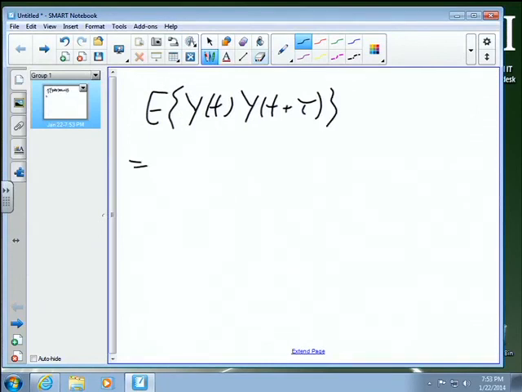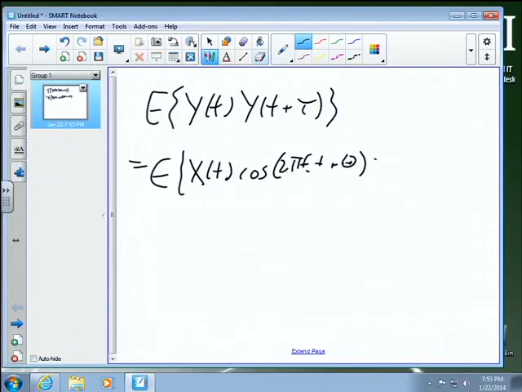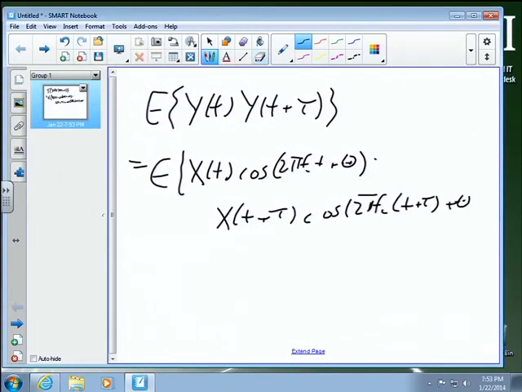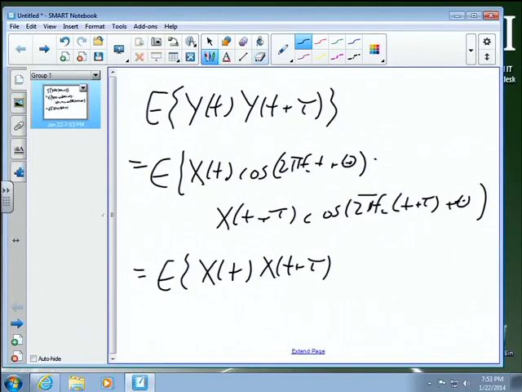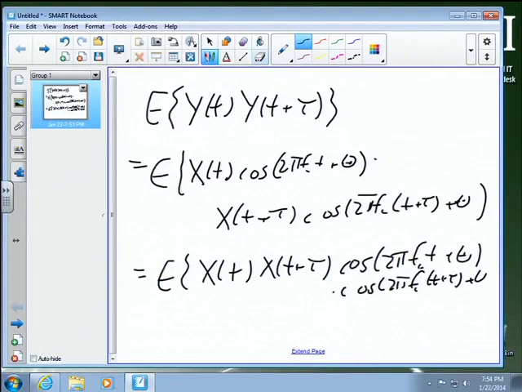If you plug it in, what you're going to get is x of t cosine 2 pi fc t plus that random phase, right? And then that's going to be multiplied by x of t plus tau cosine 2 pi fc of t plus tau plus theta. And now you can group it together. So you can say x of t plus tau, and then cosine 2 pi fc t plus theta times cosine 2 pi fc of t plus tau plus theta.